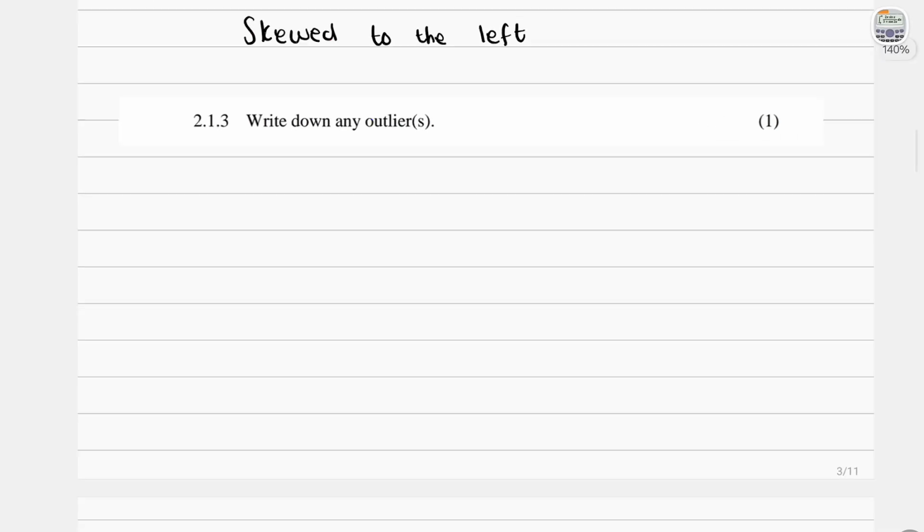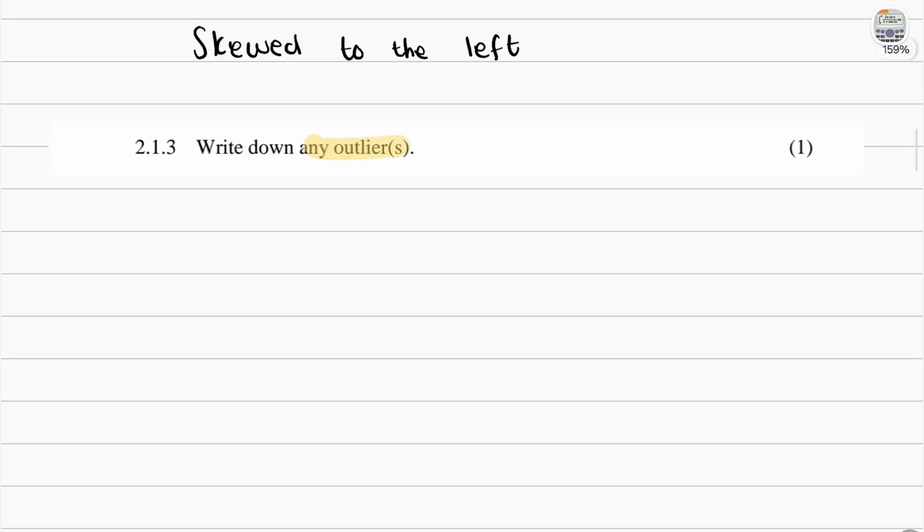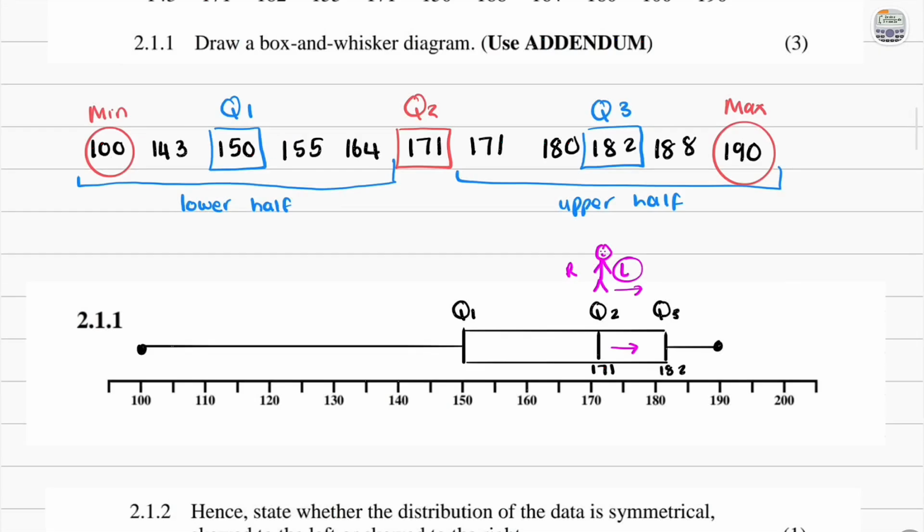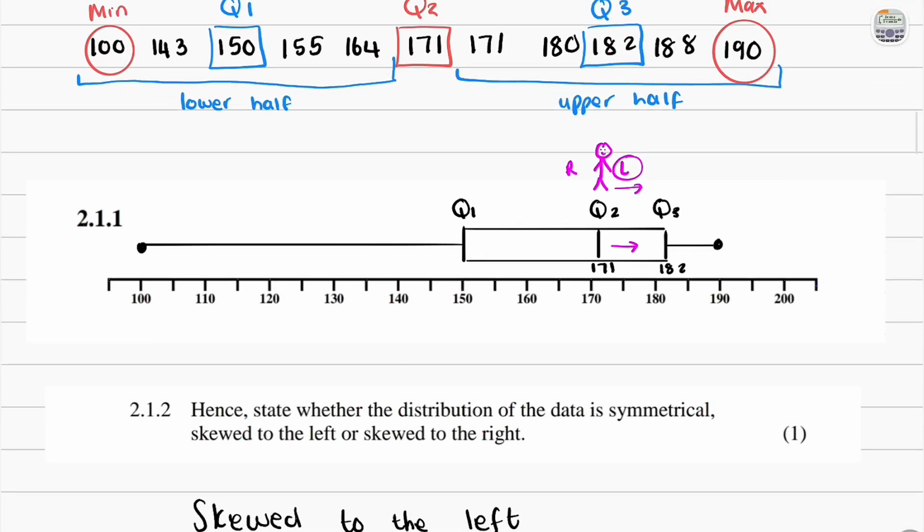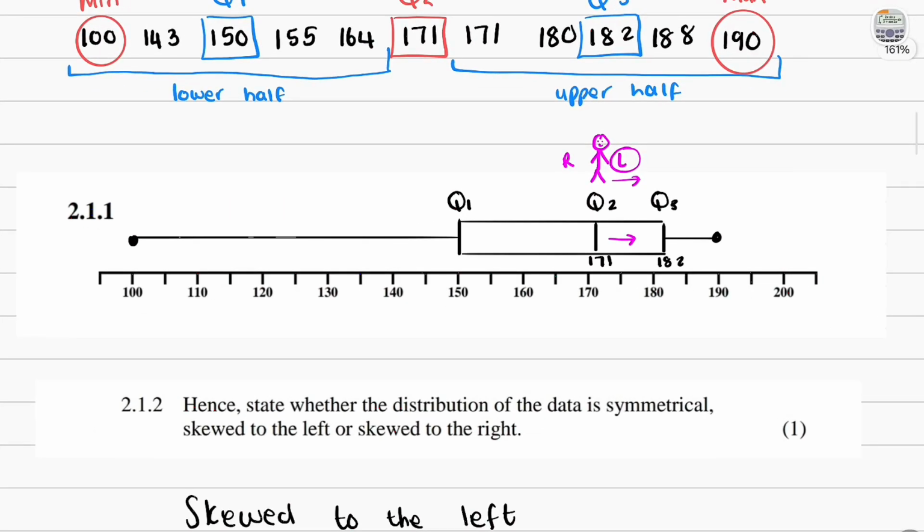2.1.3 says, write down any outliers. Okay, so let's just see if we have any outliers. Since they've already asked us to draw the box and whisker diagram, we can just use this to identify our outliers. So the outliers would be numbers that fall far away from where the rest of the numbers are. Okay, so the range of the rest of the numbers. So these are numbers that are really just extremes. They could be a little too high from where the rest of the numbers are, or a little too low.